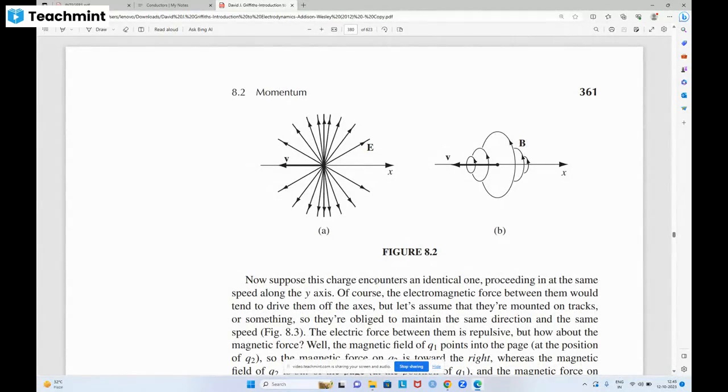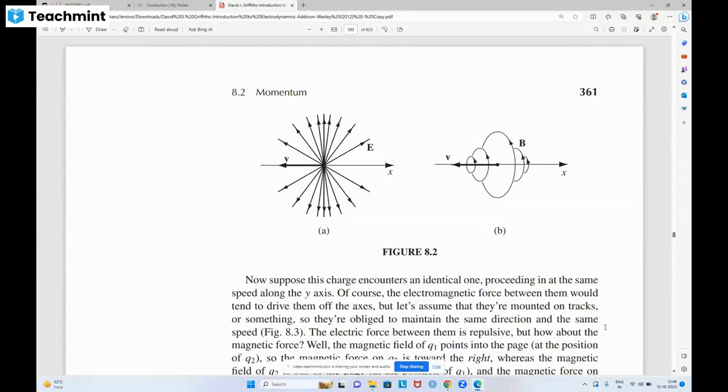Now suppose this charge encounters an identical one proceeding at the same speed along the y-axis. Of course, the electromagnetic force between them would tend to drive them off the axis. But let us assume that they are mounted on tracks or something, so they maintain the same direction and same speed, as in figure 8.3. We'll see the electric force between them is repulsive.